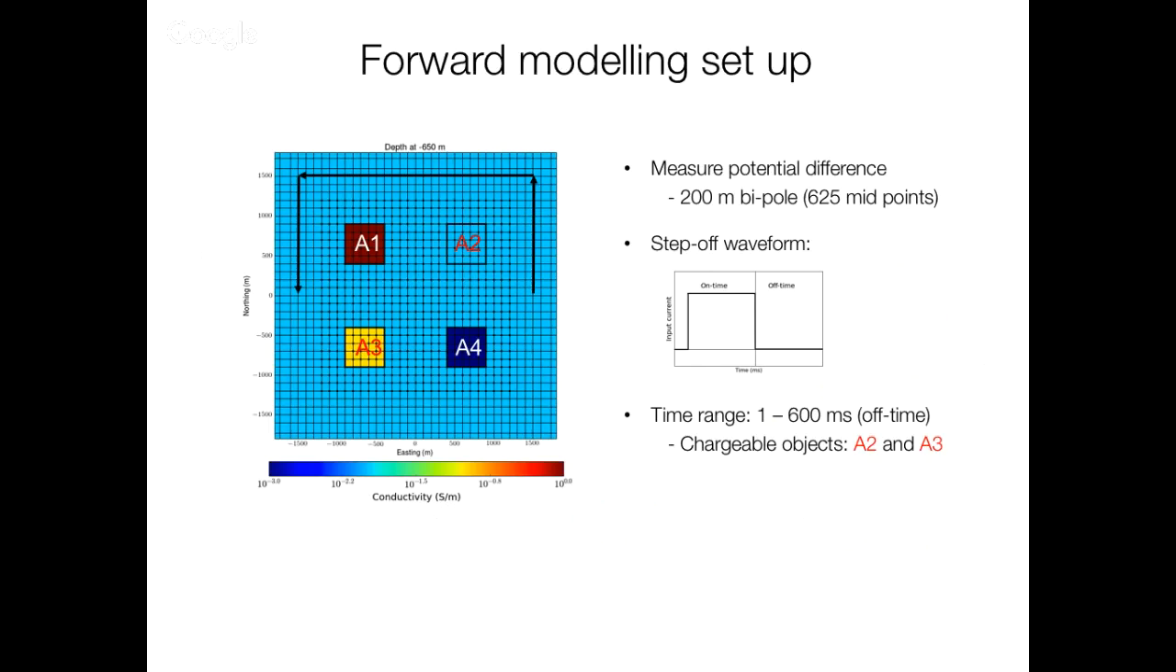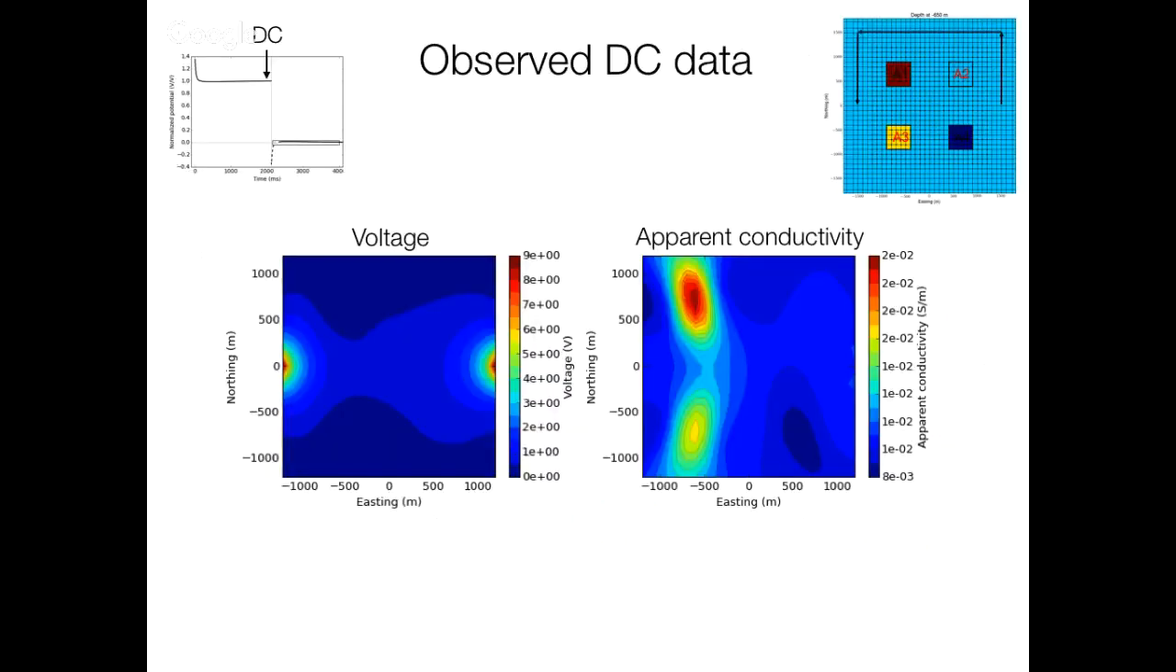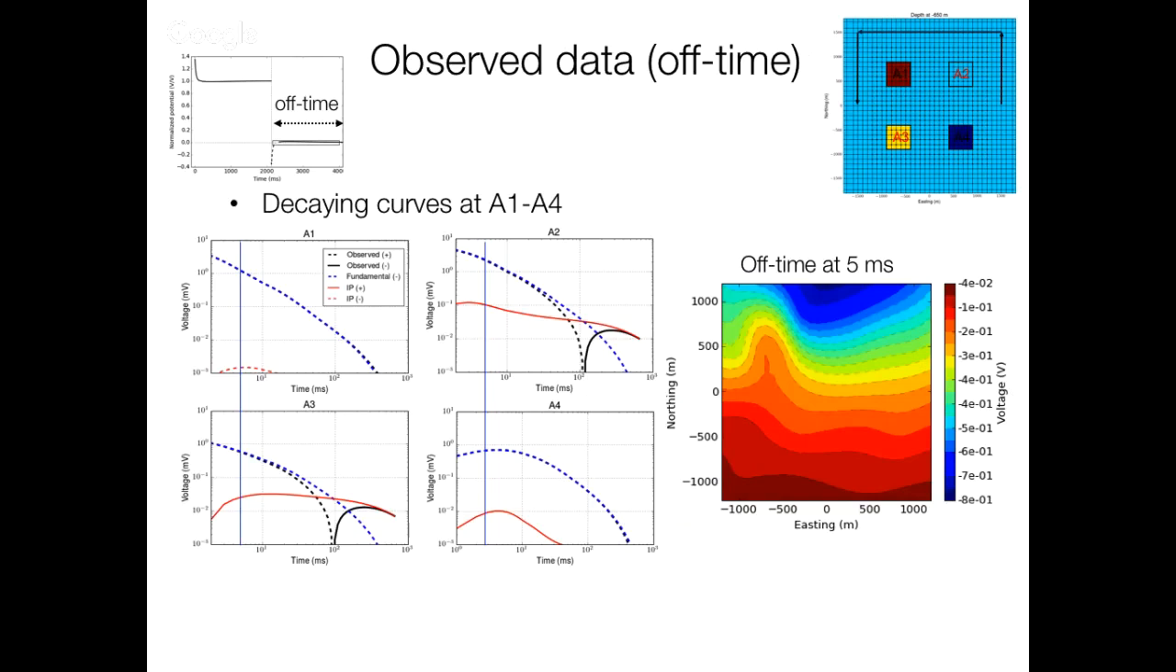So to set this whole thing up, we're going to use that same gradient array and measure the electric fields at a whole bunch of dipoles, a couple hundred meters, 625 points here. And so we're going to use those as data. We observe AC data I showed you yesterday. Looks like this. There's the apparent conductivity. And the observed data in the off time tends to look like this. So the black is the observed, the blue is the fundamental, and the red is the IP.